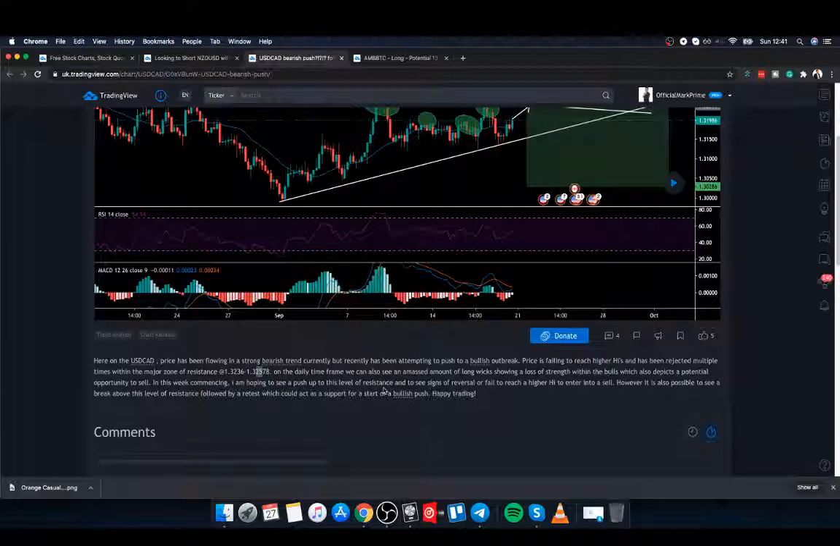On the daily time frame, we can also see an amassed amount of long wicks showing a loss of strength within the bulls, which also depicts a potential opportunity to sell. In this week commencing, I am hoping to see a push up to this level of resistance and to see signs of reversal or failing to reach a higher high to enter into a sell. However, it is also possible to see a break above this level of resistance followed by a retest, which could act as support for the start of a bullish push.